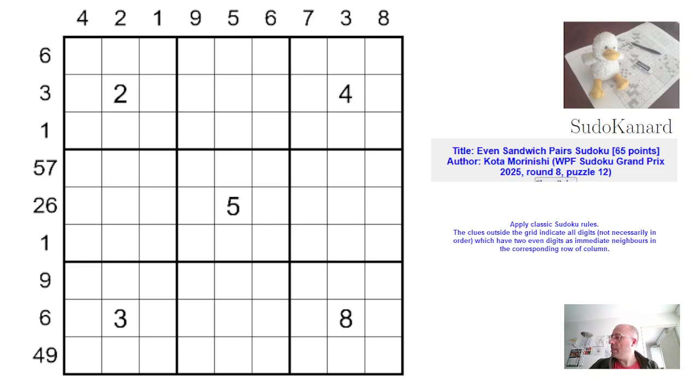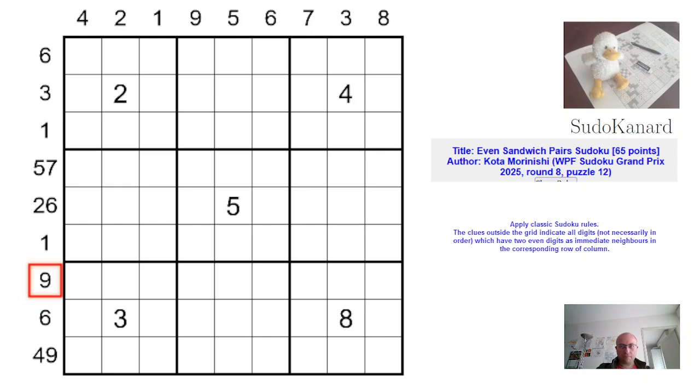We're here to solve this even sandwich pair Sudoku by Japanese author Kota Morinishi, or I should say Kota-sama, a former multiple World Sudoku Championship champion, World Sudoku champion. And Kota-sama designed this puzzle with a variant that I like very much, where the clues that we get outside are the full list of digits that are sandwiched between two even digits.